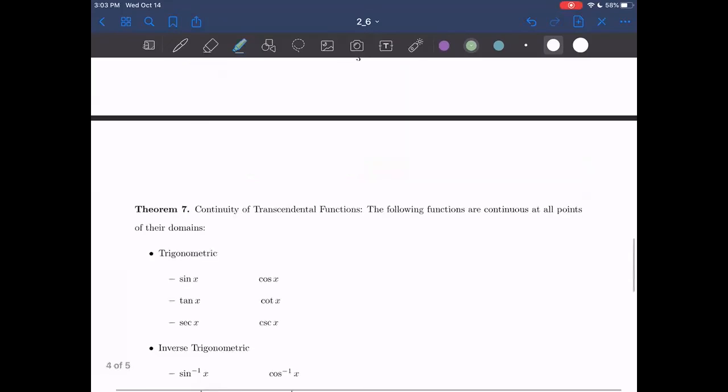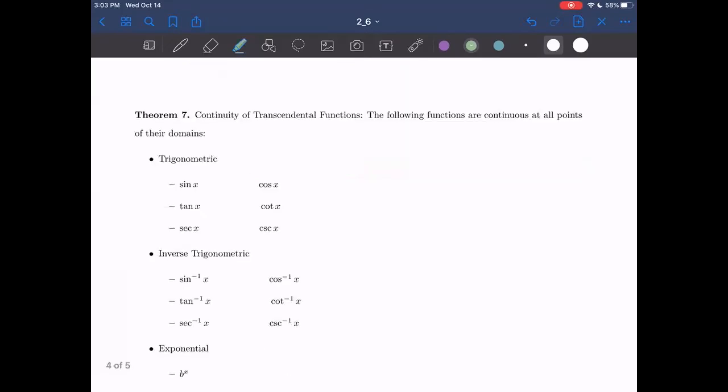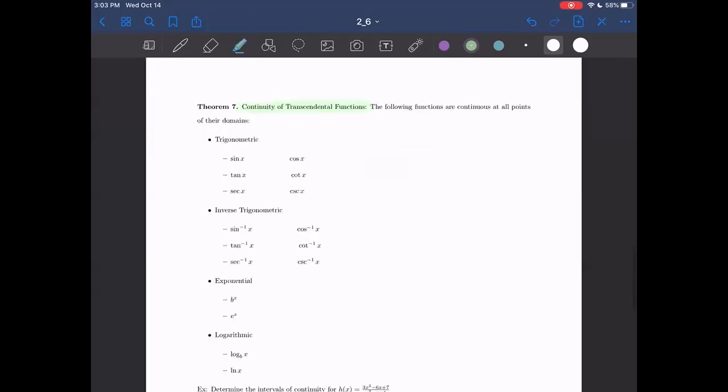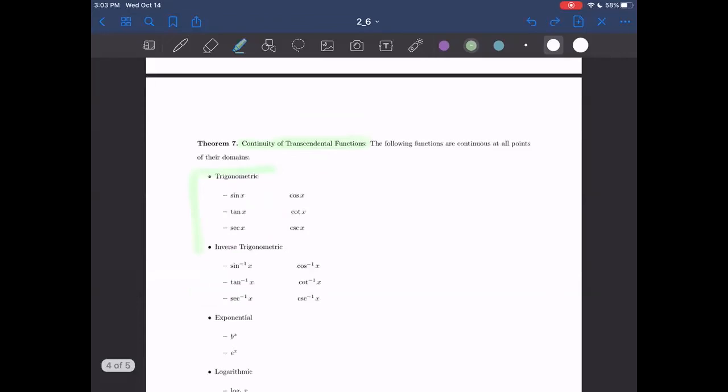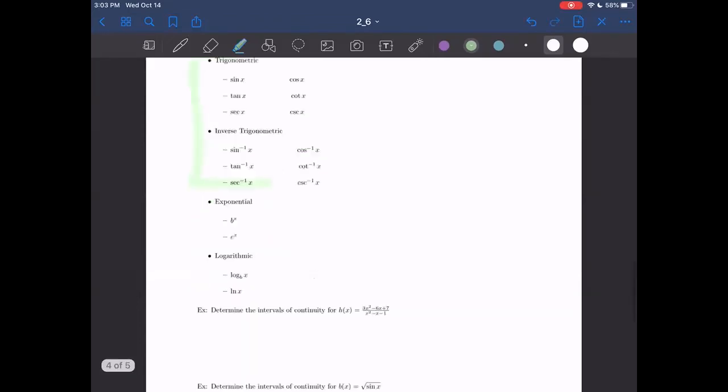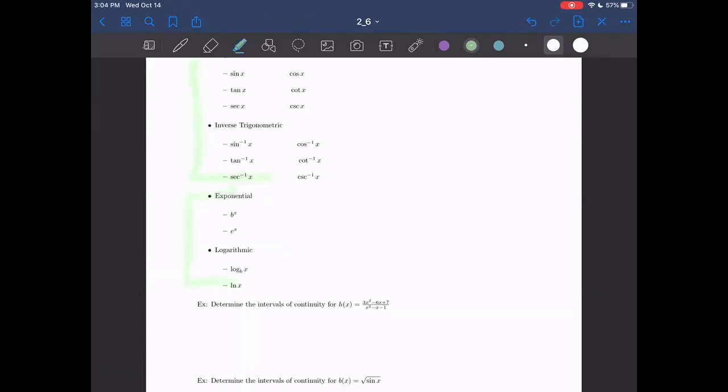All right, and then the continuity of transcendental functions. All of our trig functions are continuous. And then our exponential and logarithmic functions are all continuous. That's just a general rule. You should know that those are continuous.